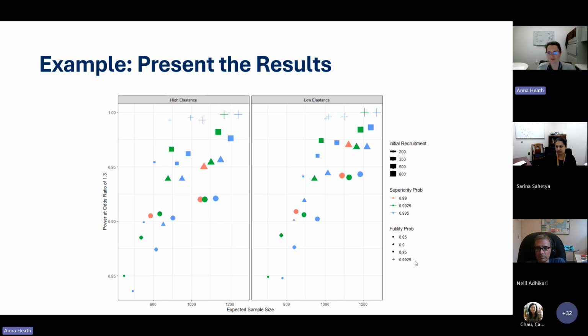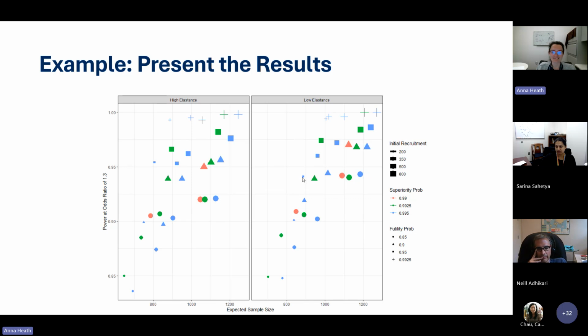And then similarly for the futility probability, the lower the futility probability, the lower the power, but also with a similar sample size. So really what you're looking for is a trade-off between superiority probability, futility probability, and initial recruitment. And crucially, you're looking for a design that has low expected sample size and high power. So really we want a design in the part of the graph that's empty. So we're looking for scenarios that live on this outside edge.